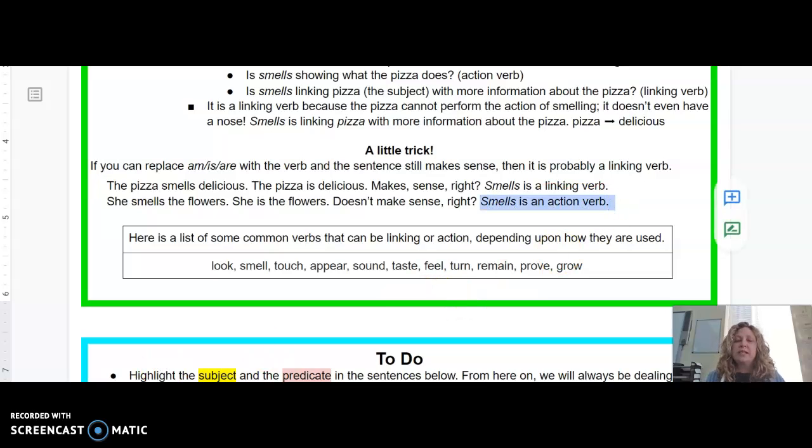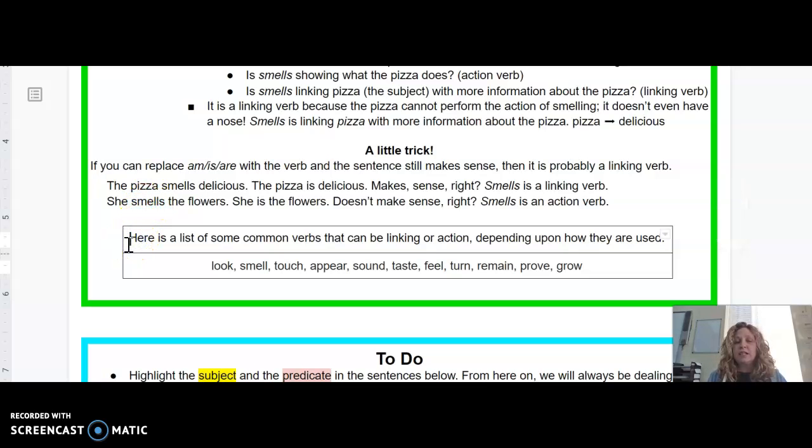You can also reason it out and just say, in the pizza sentence, for example, can the pizza actually smell? Can it perform that action? Can it take air in through its nose and detect, right, with its olfactory system? No, of course it can't do that. Whereas she smells the flowers, can she do the action of smelling? Sure she can. So this can be an action verb.